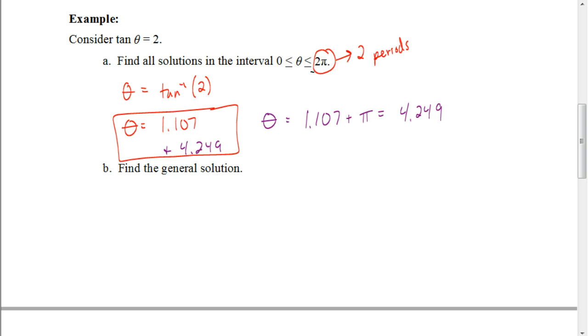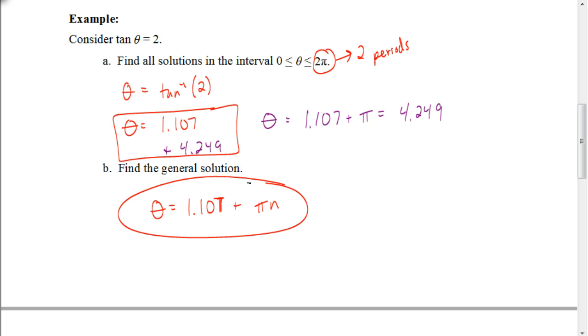When they say find the general solution, we're only using the number that we get from one period, from one cycle, so the 1.107. The general solution for this would be 1.107 plus pi times n. So that would be your solution.